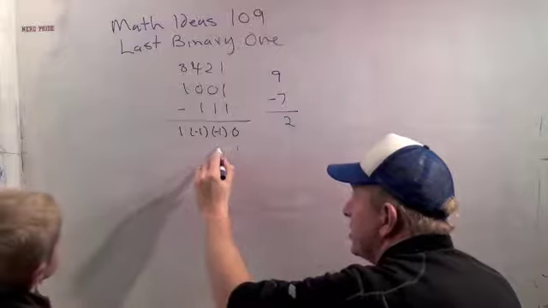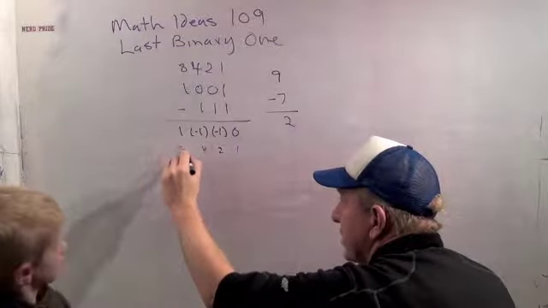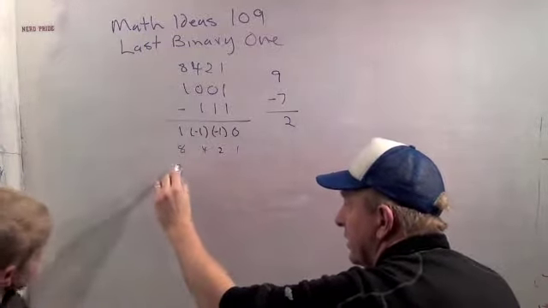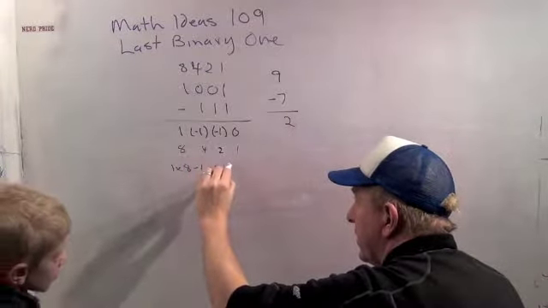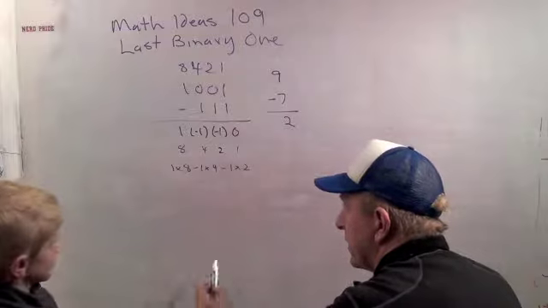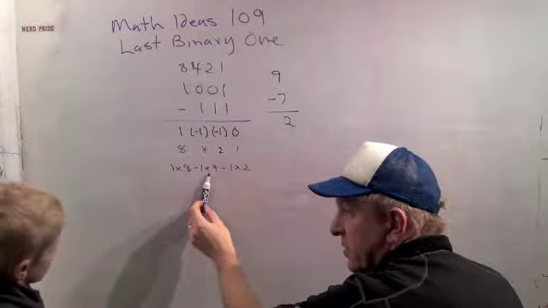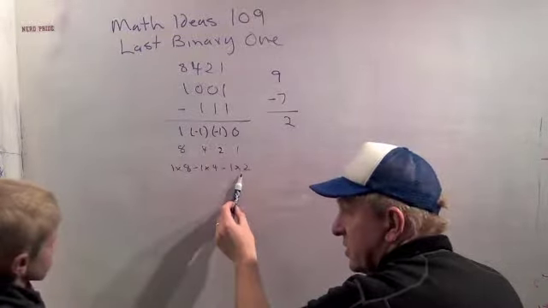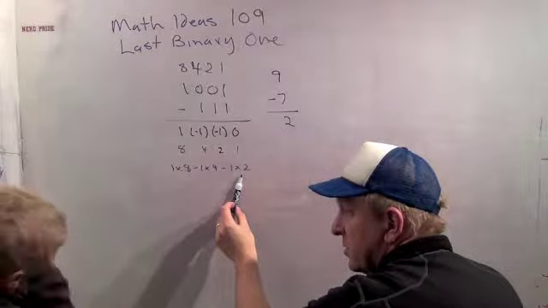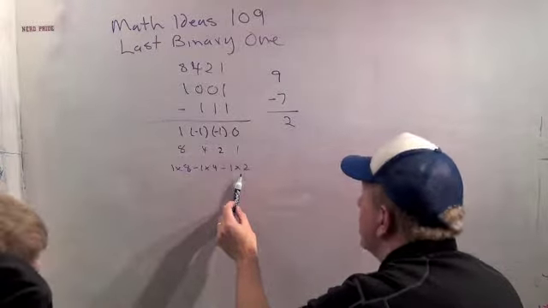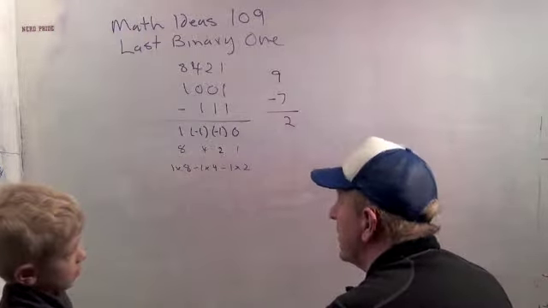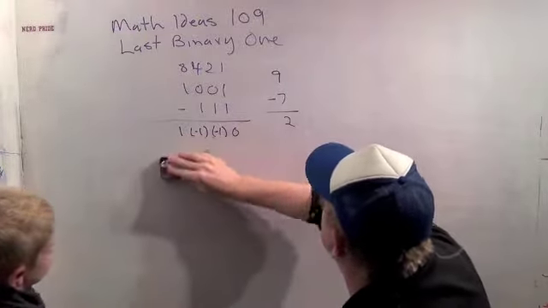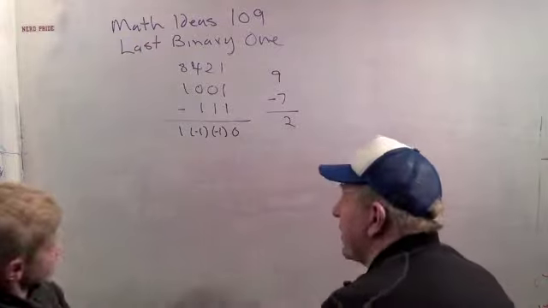Remember, this is the ones digit, the twos digit, the fours digit, and the eights digit. So we get 1 times 8 minus 1 times 4 minus 1 times 2. Okay, so that's 8 minus 4, which is? 4. Minus 2, which is? 2. So we got 2. We got what we were hoping we'd get. So that's good. It's just that we didn't get a good binary number.